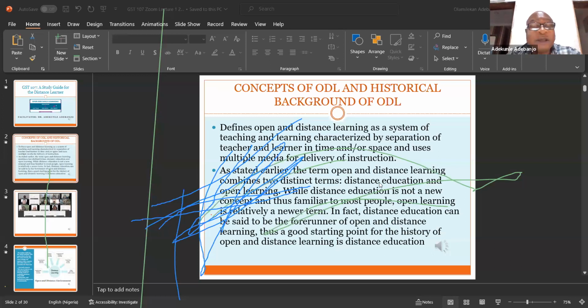And in this era, we have different times as open and distance learning combine two distinct terms, distance education and open learning. While distance education is not a new concept and thus familiar to most people, open learning is relatively a newer term. In fact, distance education can be said to be the forerunner of open and distance learning. Thus, a good starting point for the history of open and distance learning.